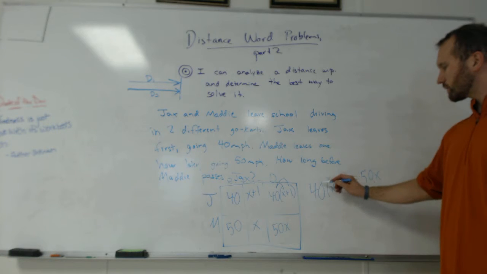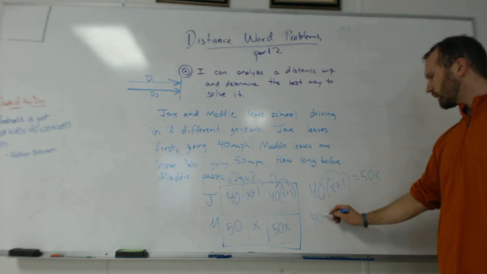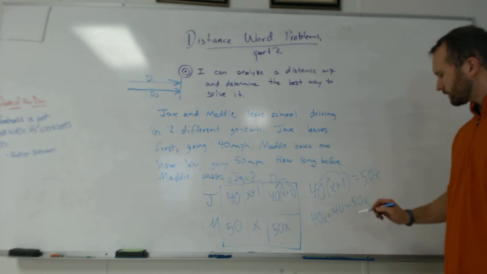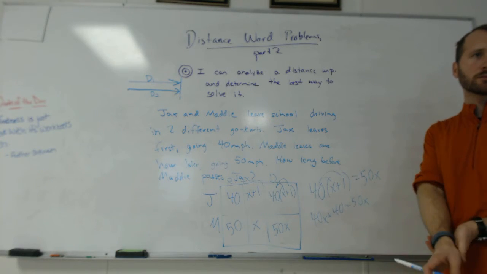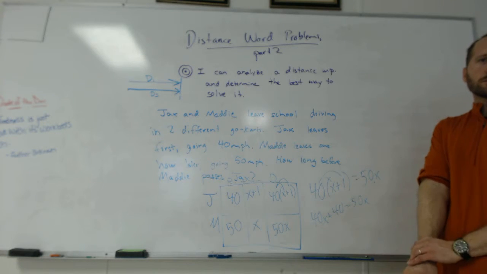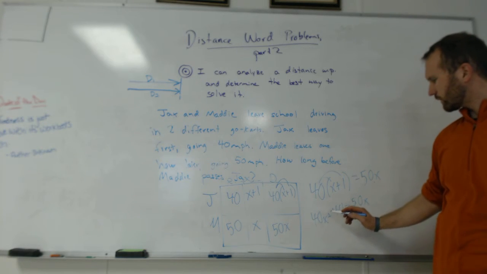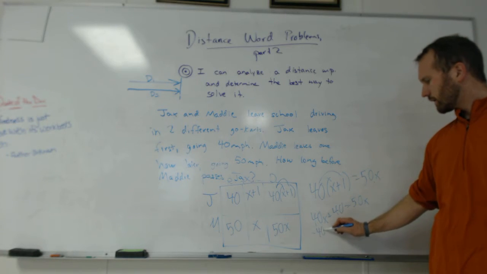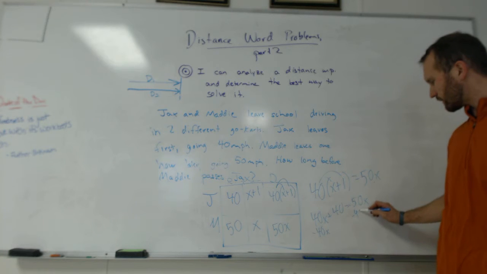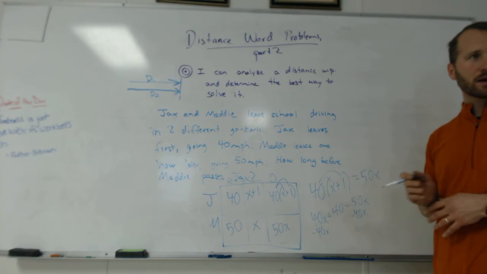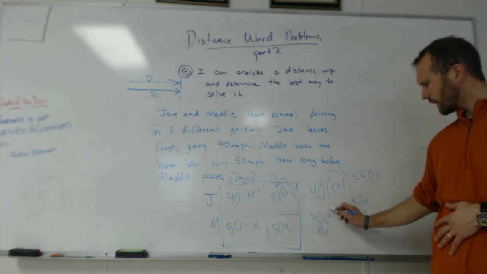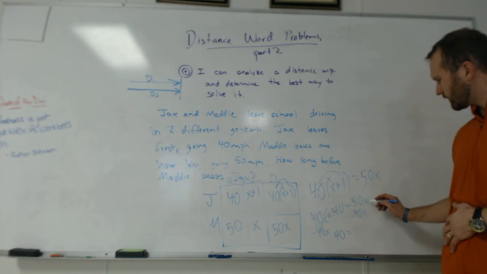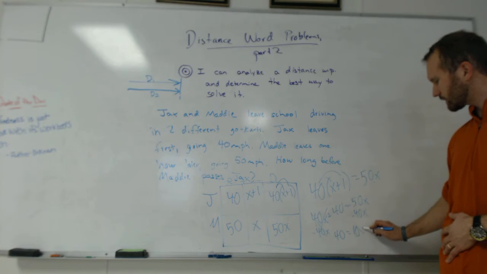Okay, so now I can do the distributive property. 40x plus 40 equals 50x. How would you solve that? Subtract 40x from both sides. You could subtract 40, it might help you, but it's going to be easier if you subtract the 40x. So then we just have 40 equals 50x minus 40x, which is 10x.